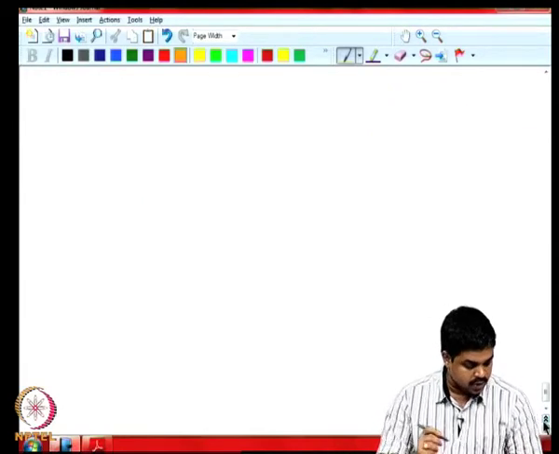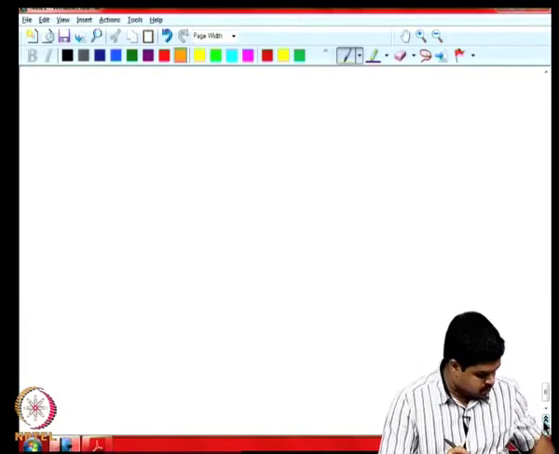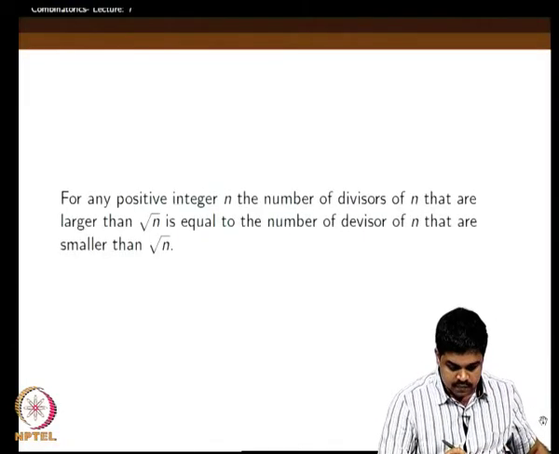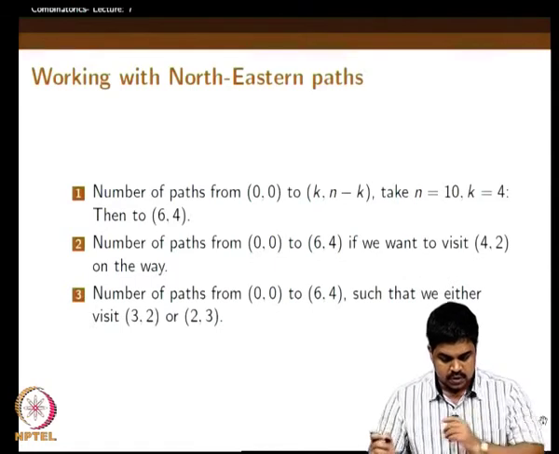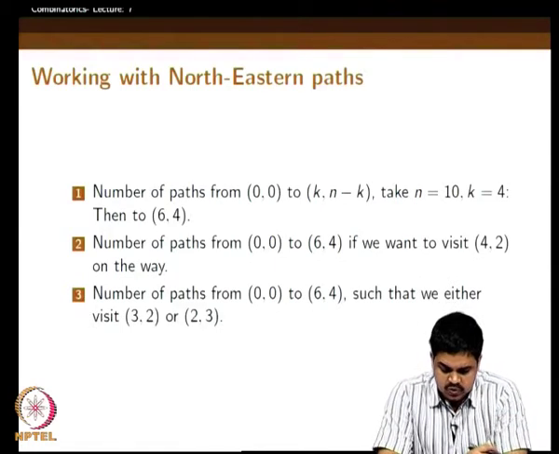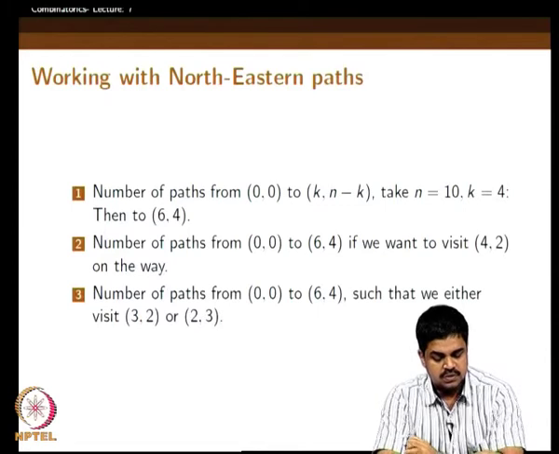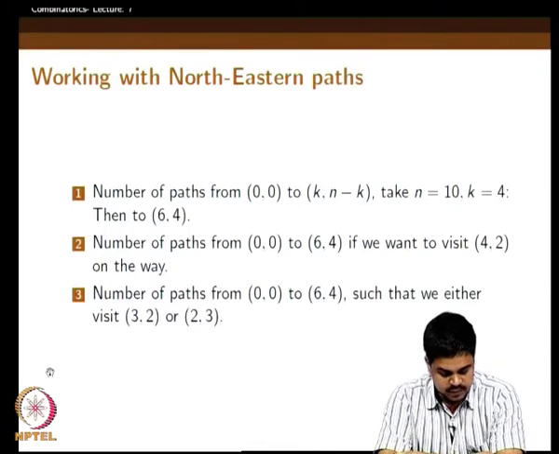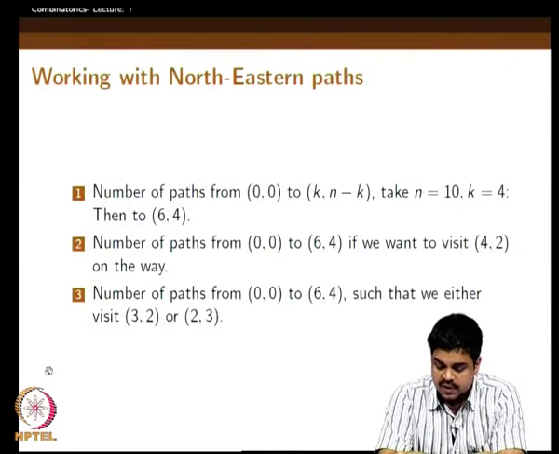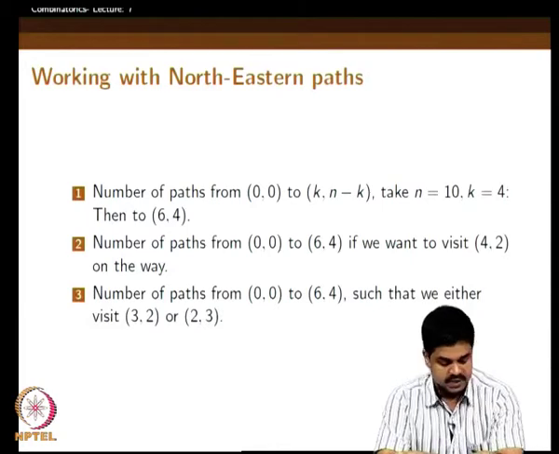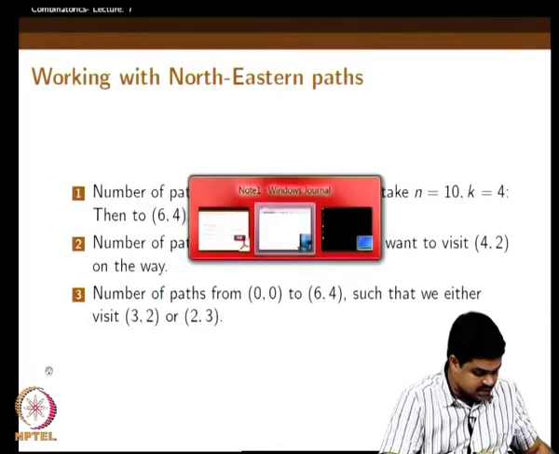Okay. So, now, the next question we will consider is also a common kind of problem considered in combinatorics. Here we talk of something called northeastern paths. So, what are northeastern paths in a grid?